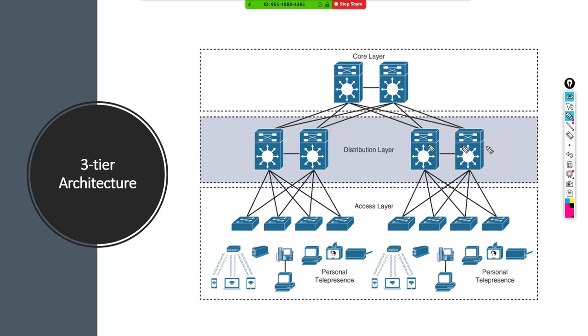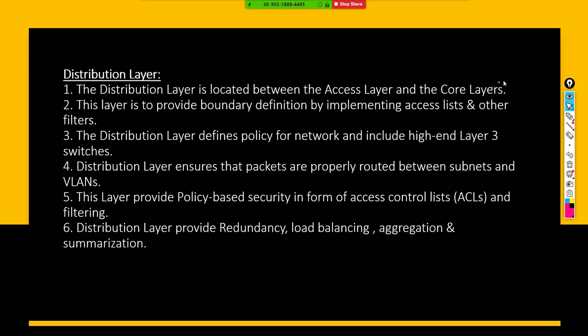But as of now, let's understand the working behavior of the distribution layer. What does the distribution layer do other than connecting core and access? Is there any other purpose? The first point says it's a layer that connects access with core. The second thing is that we can implement access lists and other filters like QoS and ACL on the distribution layer. The distribution layer also defines policy, all your QoS policies, and includes high-end layer 3 switches.